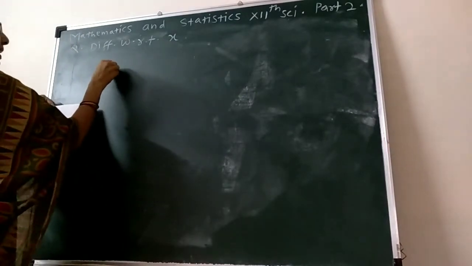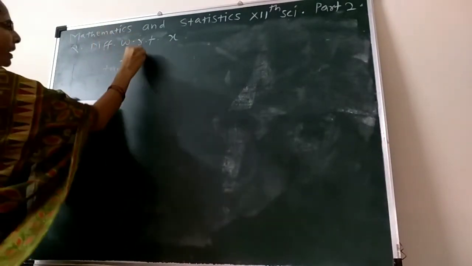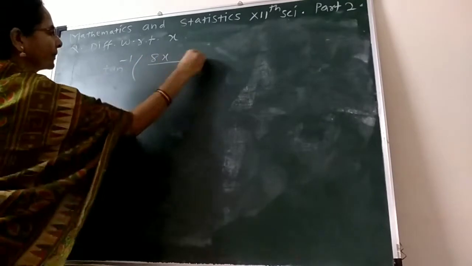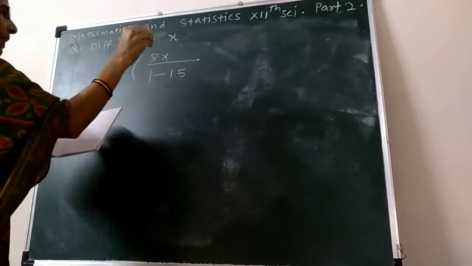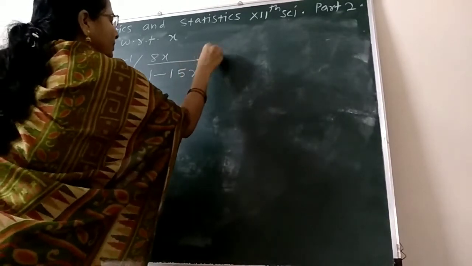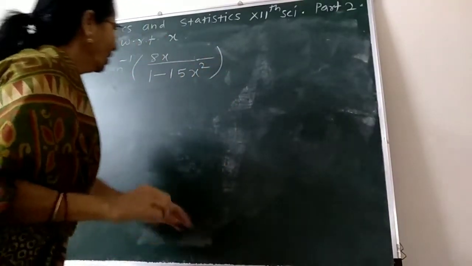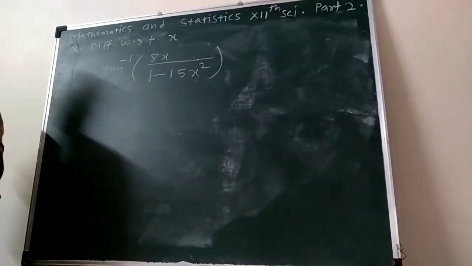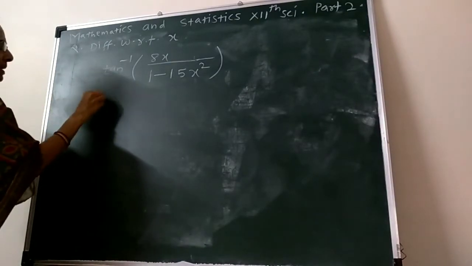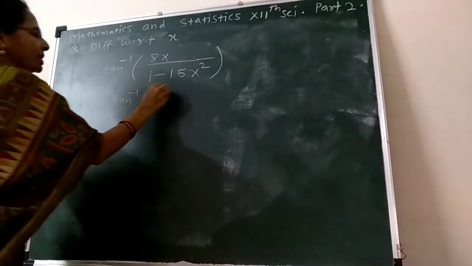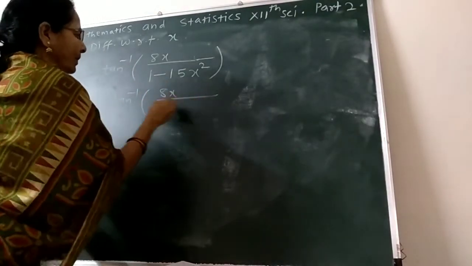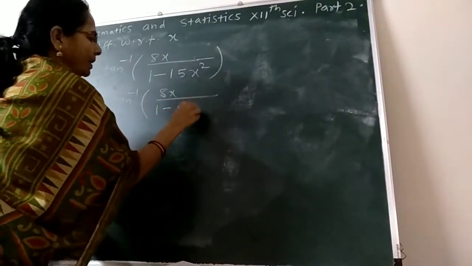Next question: y is equal to tan inverse of 8x upon 1 minus 15x square.